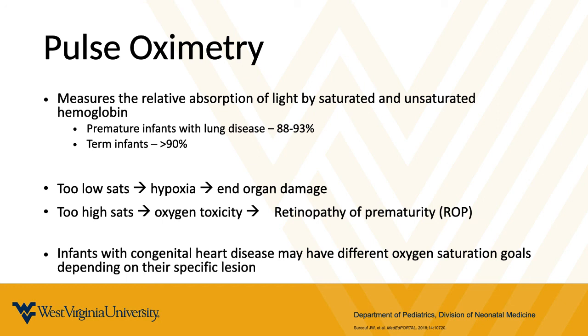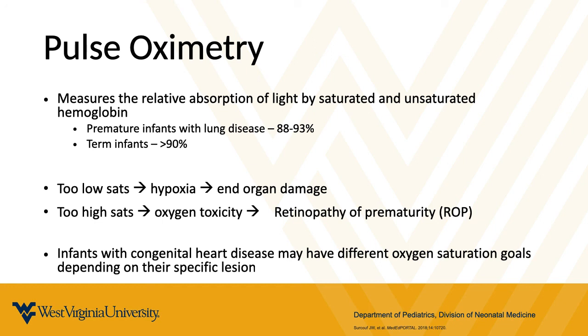There are risks when saturations fall outside of the acceptable ranges. If the oxygen saturations are too low and the infant is hypoxic, then end organ damage can occur. If the oxygen saturations remain too high, oxygen toxicity may result in conditions such as retinopathy of prematurity.